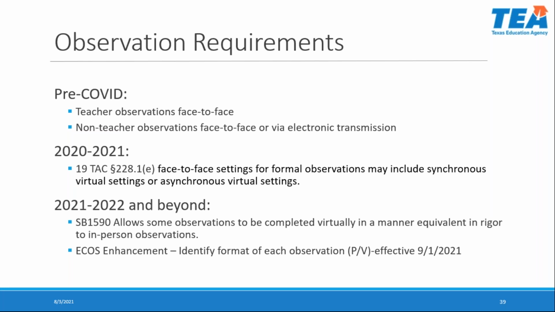All observations conducted by field supervisors in any format must be reported in ECOS. In the upcoming August release of ECOS updates, EPPs will see a new field in which to report the observation format as either P for an in-person observation or V for a virtual observation. This updated feature in ECOS will be effective for the 21-22 year and will not be used in the 2021 data that is reported.